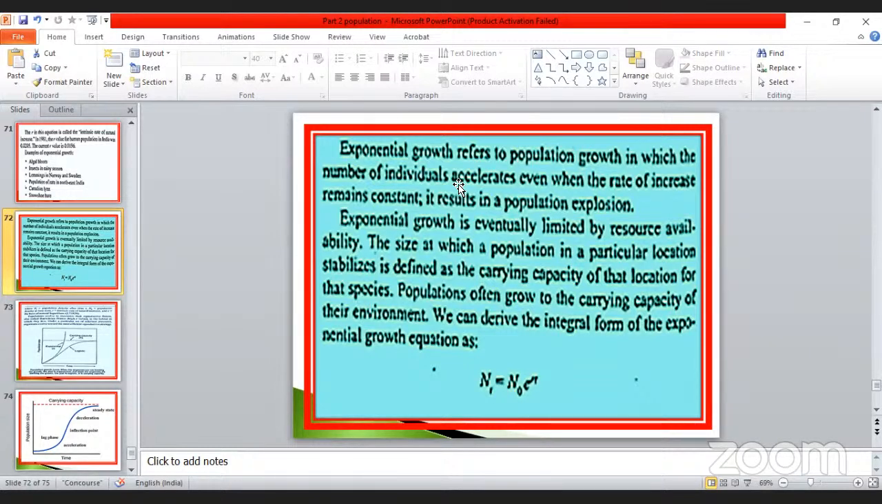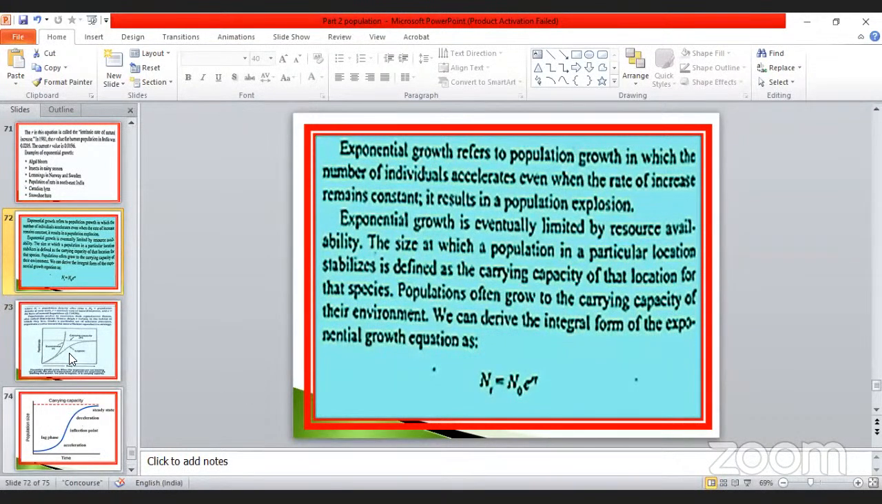That is called population explosion. See here, the exponential growth is eventually limited by resource availability. Already I told you, the size at which a population in a particular location stabilizes is defined as the carrying capacity of that location for the species. Populations often grow to the carrying capacity of their environment. We can derive the integral form of the exponential growth equation. The exponential equation is very, very important, my dear. Exponential growth equation: Nt equals N0 e^rt.